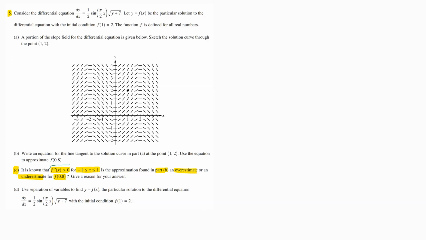We have that our second derivative is greater than 0. The second derivative being greater than 0 is always talking to us about concave up. This is another way of saying that we have a positive second derivative, so our graph has to be concave up. And it's specifically concave up on this one interval here, where x is greater than or equal to -1 and less than or equal to 1.